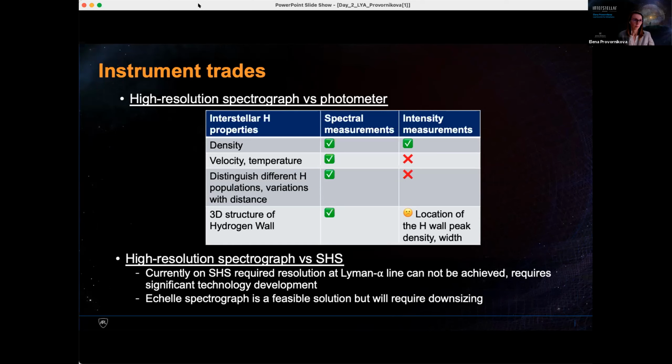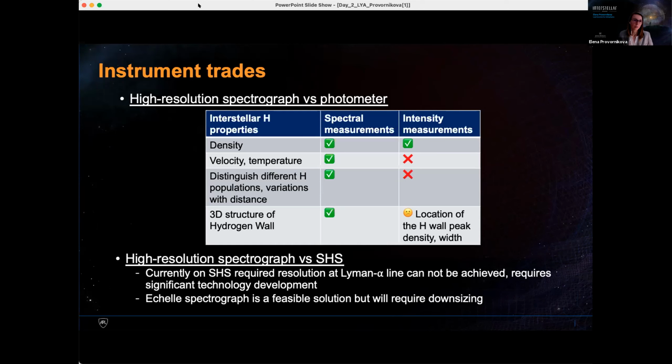The same is true for separating different hydrogen populations and seeing the variations in their contribution to the line profile with distance from the sun. We also require spectral measurements for that. For the hydrogen wall, once we are outside of the heliosphere, we will be able to look in different directions through the hydrogen wall and reconstruct the three-dimensional structure and determine properties in different directions through the wall. And this requires spectral measurements.